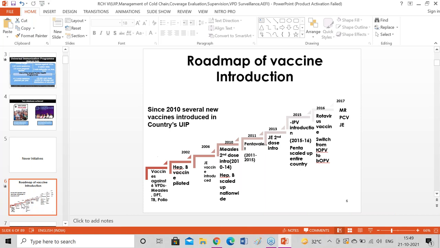In 2011, pentavalent was introduced. Then in 2013, the second dose for JE was introduced. In 2015, we introduced IPV, and in 2016, there was a switch from OPV to IPV. That is coming later on. And pentavalent was scaled up in the entire country. In 2016, the rotavirus vaccine was introduced, and there was a switch from trivalent oral polio vaccine to bivalent oral polio vaccine, and we started administering IPV so as to compensate for the loss of strain. Then in 2017, we introduced the MR vaccine, the PCV vaccine, and the Japanese encephalitis vaccine.